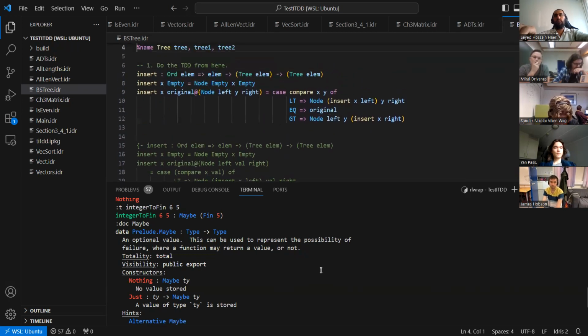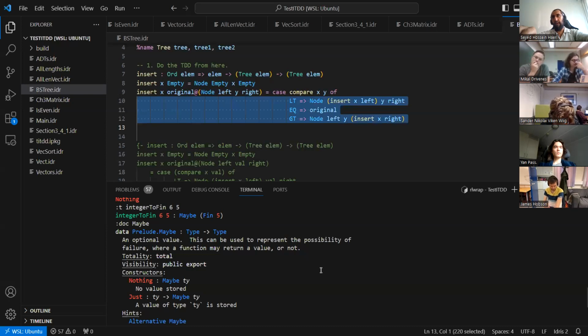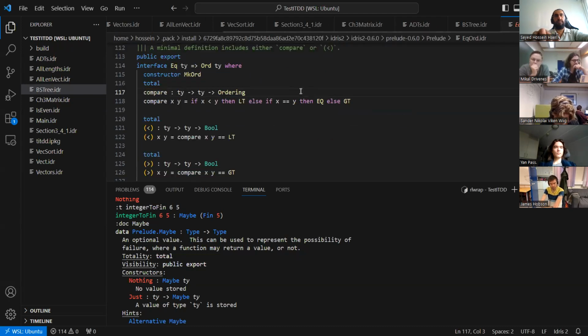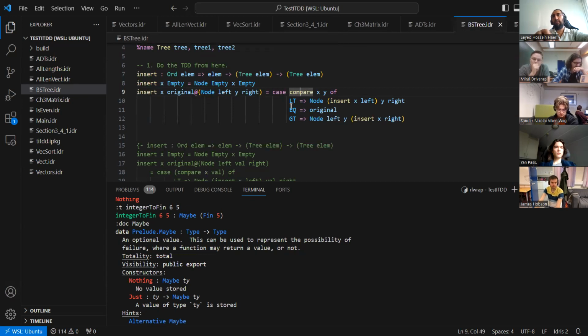Now, I need to draw your attention to the fact that the reason why we could perform this case split was again the totality of compare. If I take a look at the definition of this, compare is a total function. It always returns one of these three, and Idris knows that, and because it knows that, it can case split on it, and you get the confidence that you're covering all the possible cases.